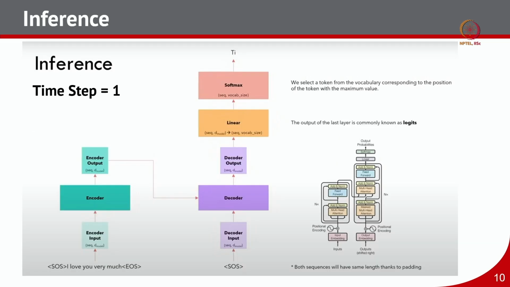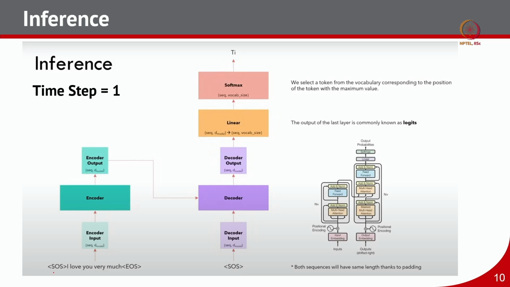Now, let us see how this inference happens with this transformer based model, right. So, let us say we have a translation task, where the task is to translate an English sentence to an Italian sentence. Let us say the English sentence is I love you very much, and the Italian translation of I love you very much is ti amo molto, okay. Again, whenever we say inference, that means all the weights are trained and everything is proper, right.